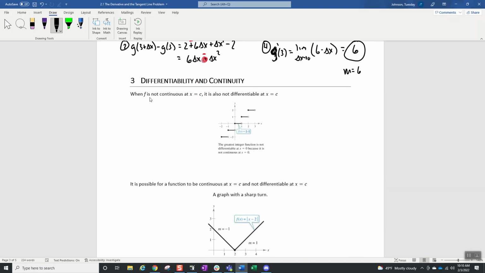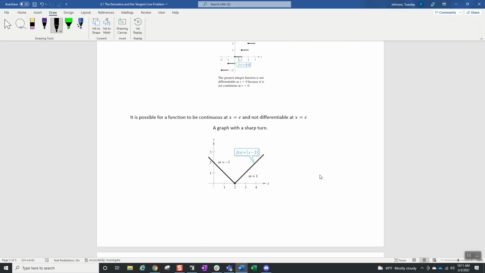Alright, so when f is not continuous at x equals c, it's not differentiable. Okay, so if it's not continuous, there's no way it's going to be differentiable. Greatest integer function is a great example, right? This is that double bar with x that maybe some of you aren't as familiar as you should be. It is possible for a function to be continuous, but not differentiable. This is a graph with a sharp turn. And we're going to look more at functions of this type, the absolute value function.